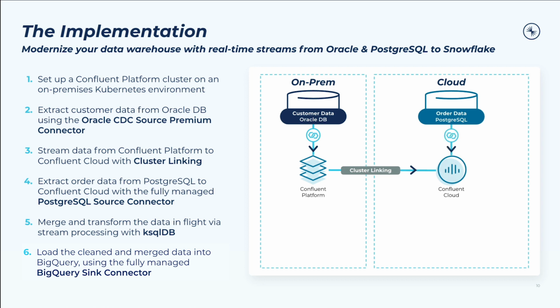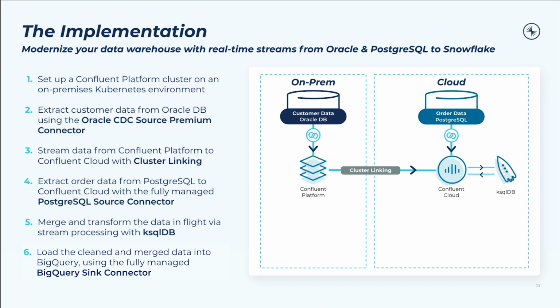Fourth, we'll extract order data from our second data source that's already in the cloud. That's that Postgres cloud instance with the fully managed Postgres source connector, putting that data into Confluent Cloud. Fifth, once all of our data is in Confluent Cloud, we'll merge and transform the data sources with ksqlDB, generating a unified 360-degree view of the customer like we've always wanted.